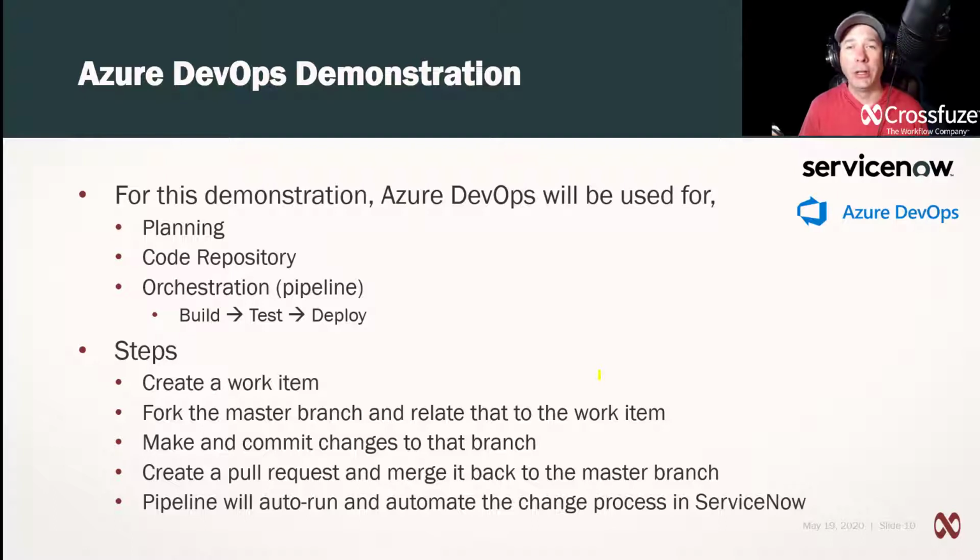So I've set up a build, test, deploy pipeline. My build and test don't do a whole lot other than a hello world message, but my deploy step actually makes a call back to ServiceNow, opens that change request, and we follow that auto approval policy.